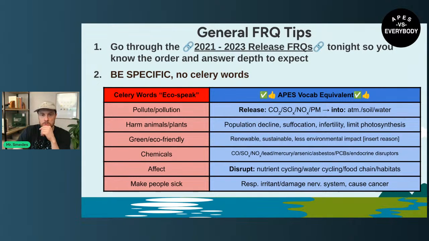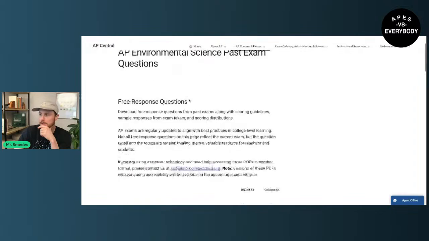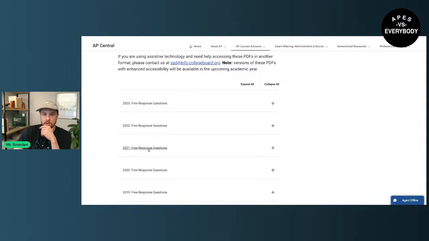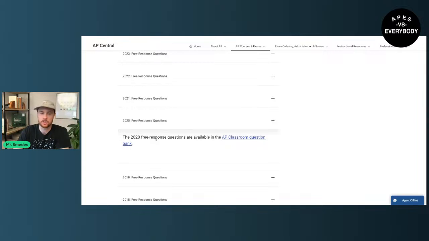So all you have to do is Google APES FRQ, and this will pop right up. You'll be on AP Central's website. The reason you want to look at 21, 22, and 23 is these are after the redesign. There was a redesign in the fall of 2019. So 2019 is outdated from a format standpoint. Content's fine, but the format's outdated. And then 2020 was COVID year. So they're all in AP Classroom. You can't see them on the internet.